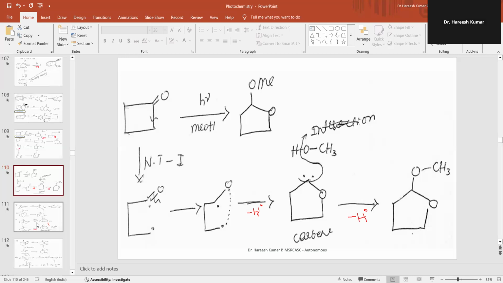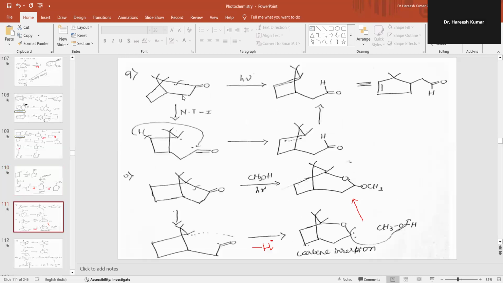So in the next slide also, we'll take one more example. So again, this is an unsymmetrical ketone. Unsymmetrical ketone means the more substituted carbon-carbon bond will be cleaved. So then the obtained ones are an alkyl radical and an acyl radical. And then abstraction of the alpha hydrogen of the alkyl radical. Then hydrogen will come over here, forming an aldehyde, and a double bond is formed between these two carbons.